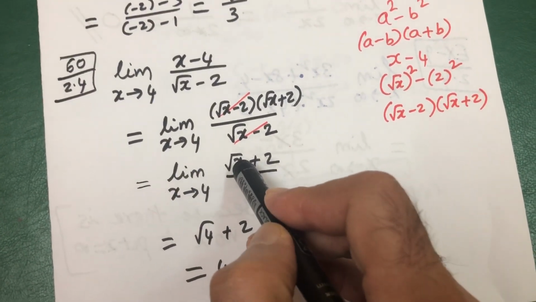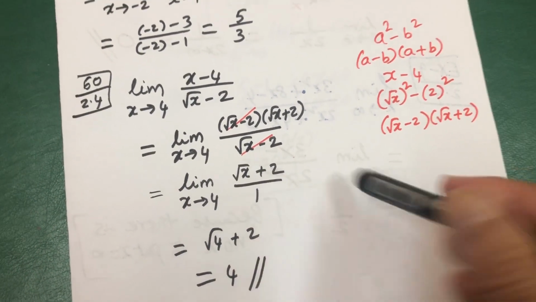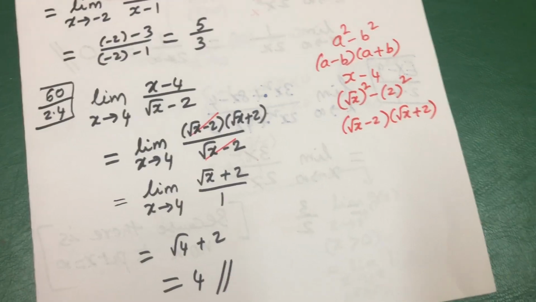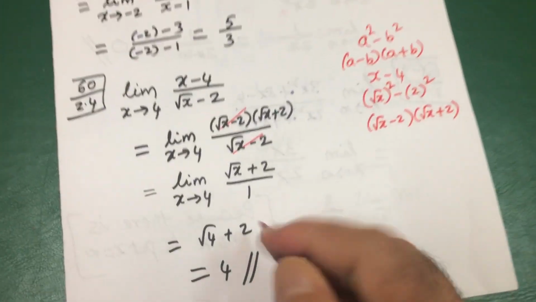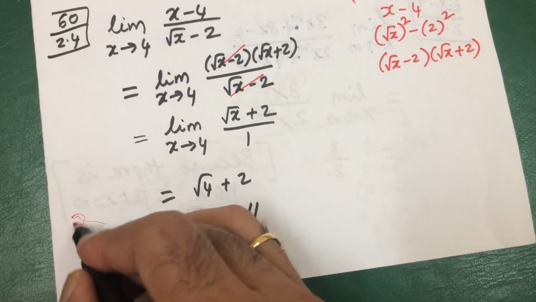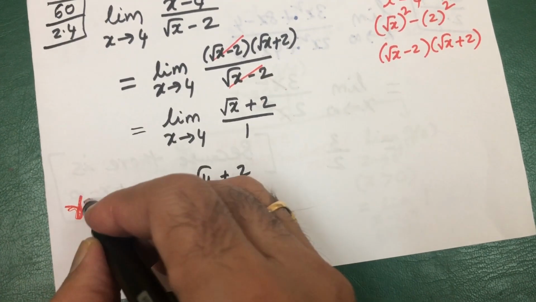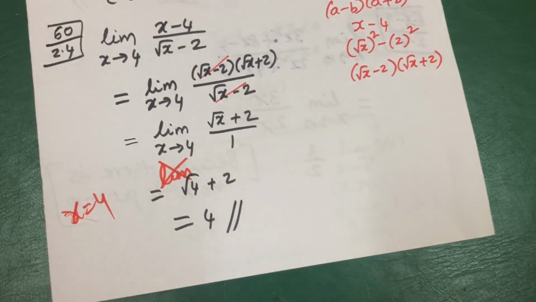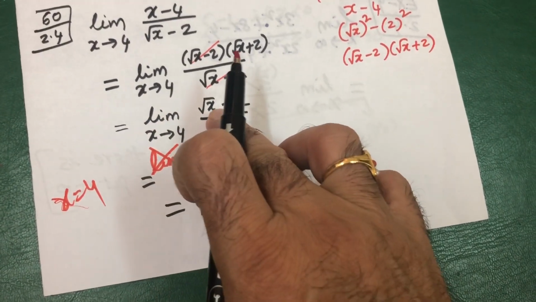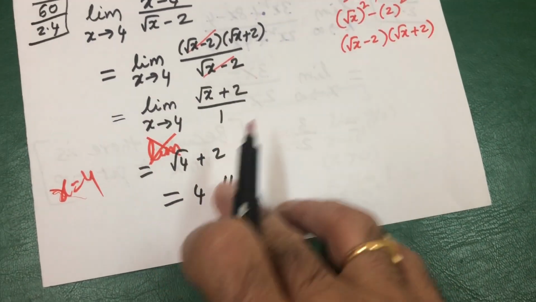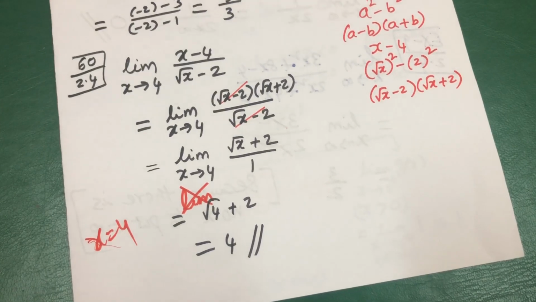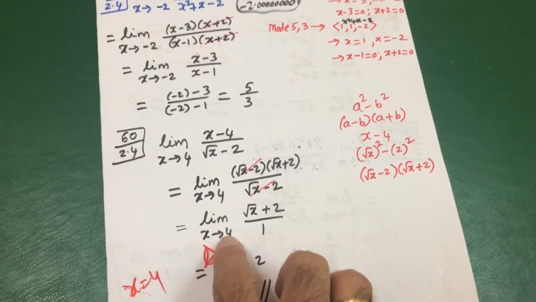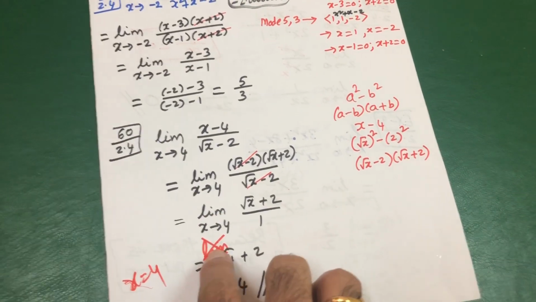I put x equal to 4 in the problem as long as the denominator is not equal to 0. When you are putting x equal to 4, don't write the limit. You should not write the limit. Simply put x equal to 4. 4 plus 2 over, that is 4. Don't forget these things. When you are putting x equal to 4, don't write this limit here.